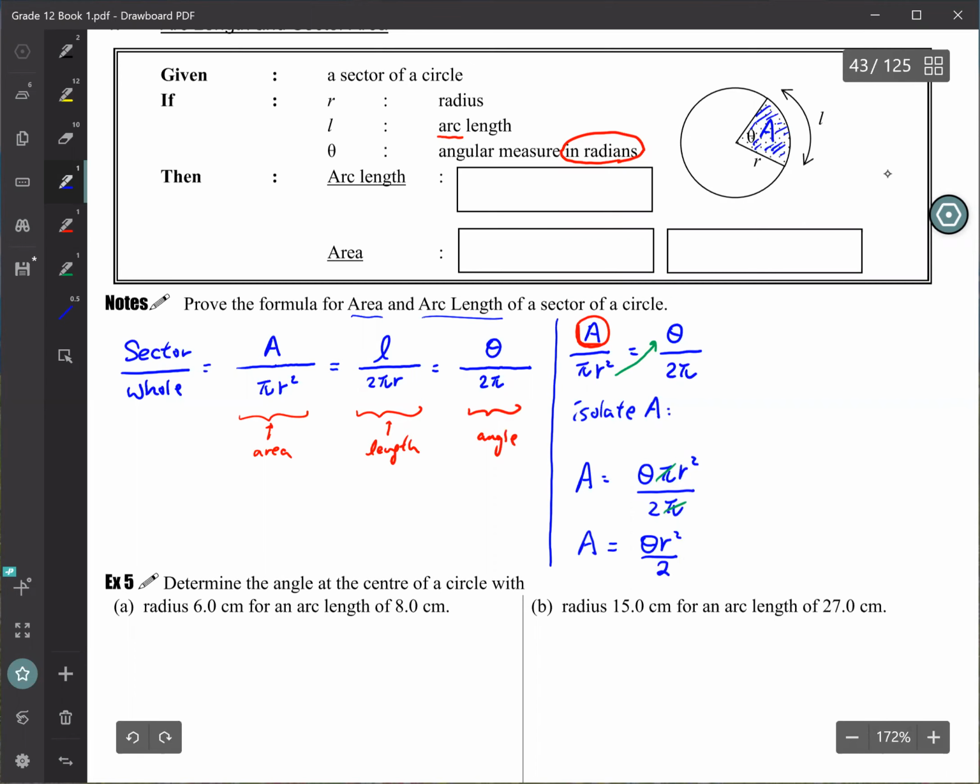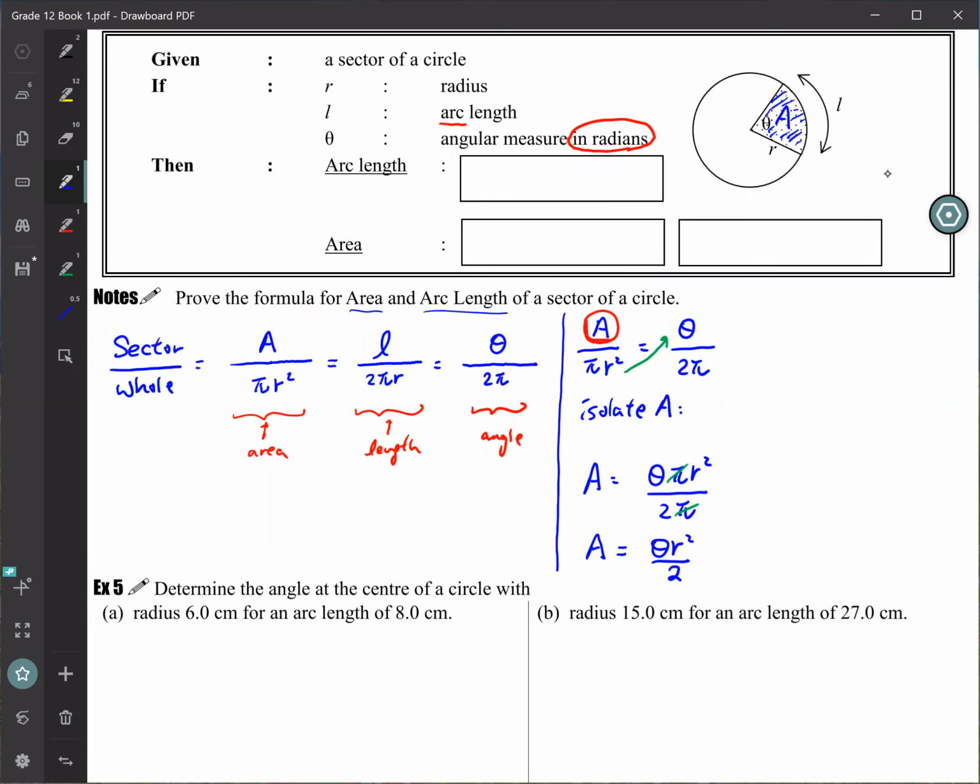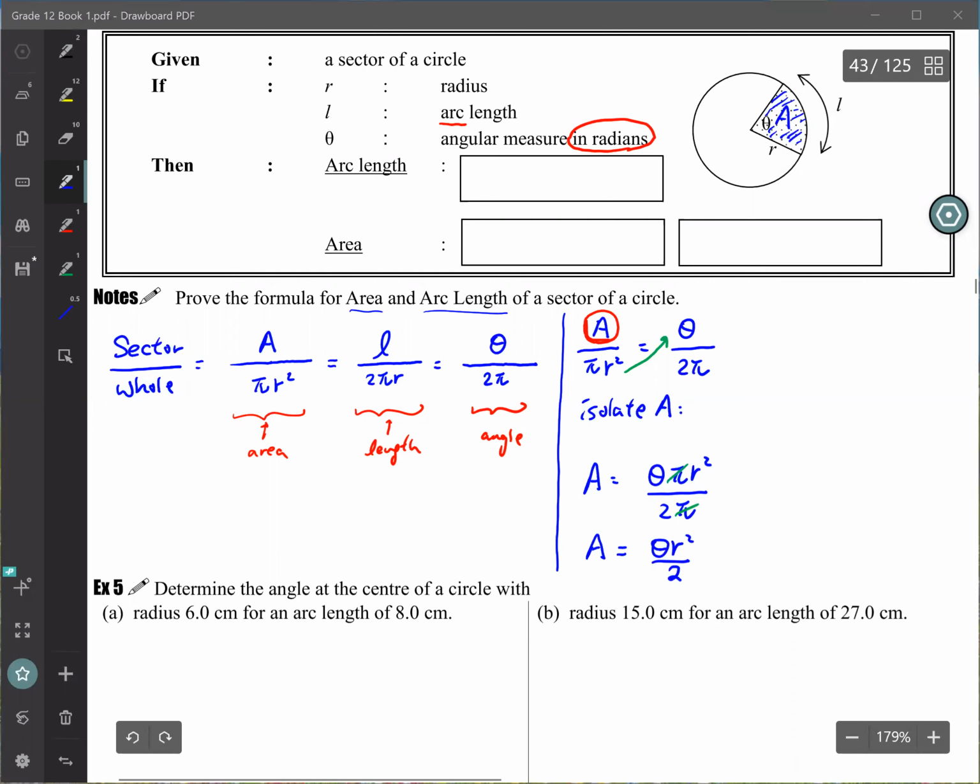So remember the theta has to be in radian, okay? And it's the angle in the center. So if you want to find the area of a slice of pizza, all you need to know is the angle and the radius, then you can find it, okay? So let's fill that in. That's our first formula, okay? So that will go into the box on the top. A equals theta r squared over 2.